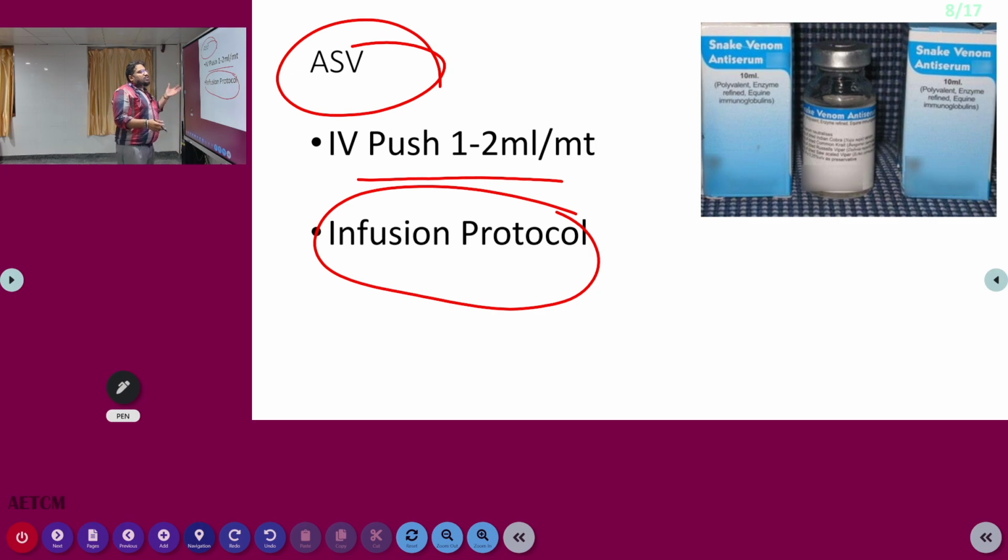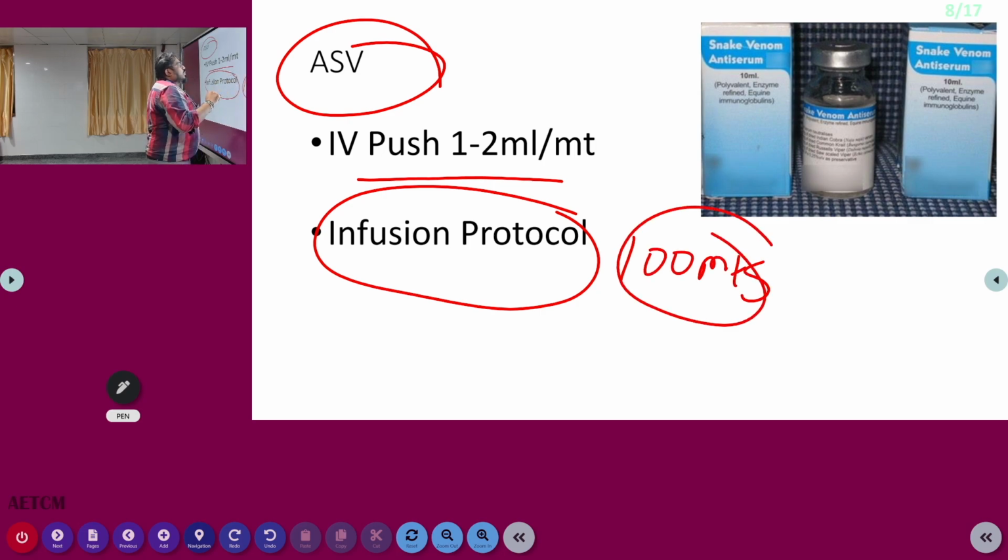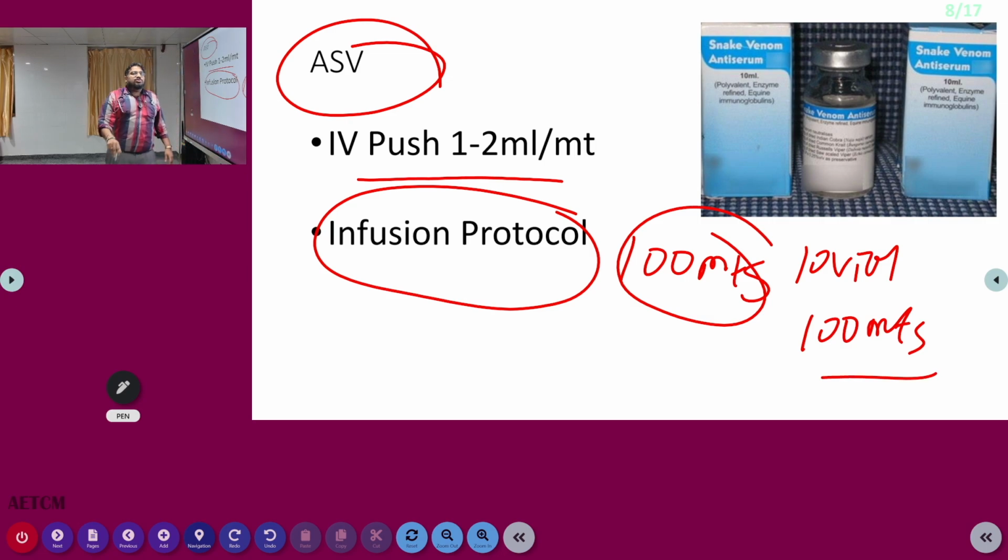For the infusion protocol, it is the same thing: you dilute it into a saline infusion and give it in the same time frame of around 100 minutes. The basic thing to remember is that if you are planning to give 10 vials, you need to finish within a maximum of 100 minutes, not more than that. And there is no test dose for anti-snake venom, so keep that in mind. That is just a quick overview regarding anti-snake venom.